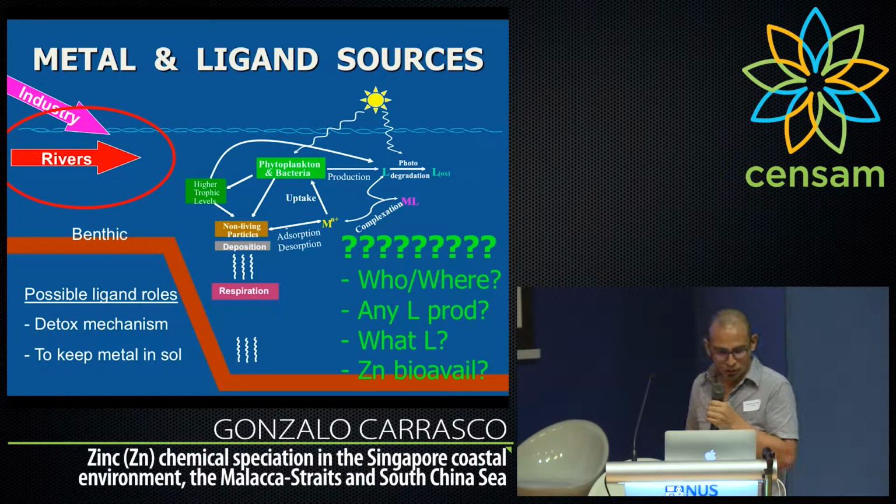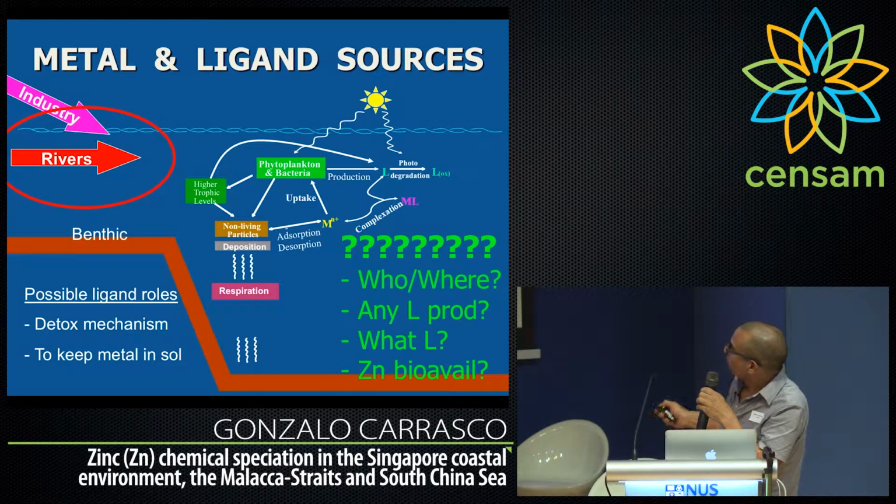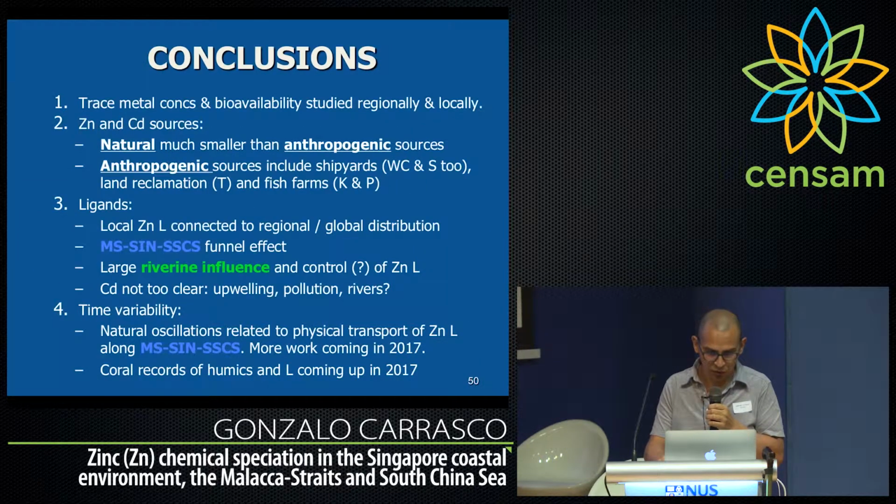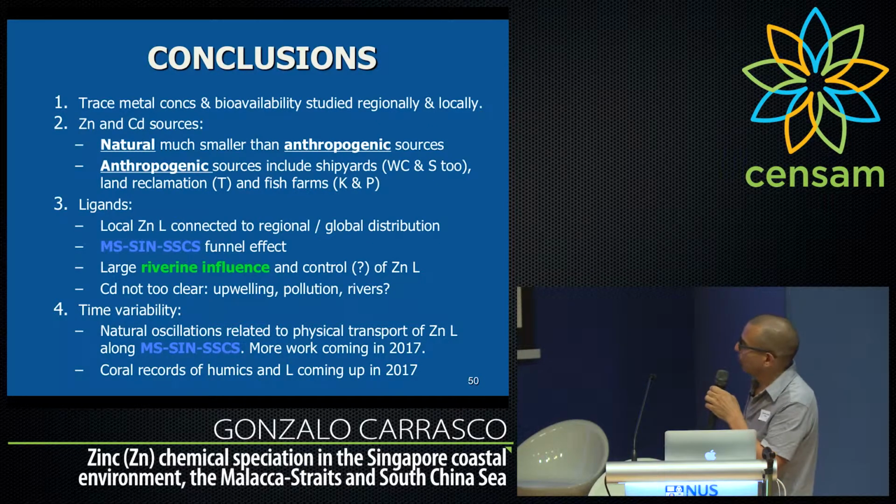We are actually quite happy to see that rivers are important, and we need to figure out what biological agent, or where do the ligands come from if they come from rivers. If there's any ligand being produced or brought into the system, what ligand is it, is it a strong ligand or not, and then how is that going to affect the zinc bioavailability and the distribution of ligand of zinc between different pools. So in conclusion, I'll read this briefly and then we can finish up.